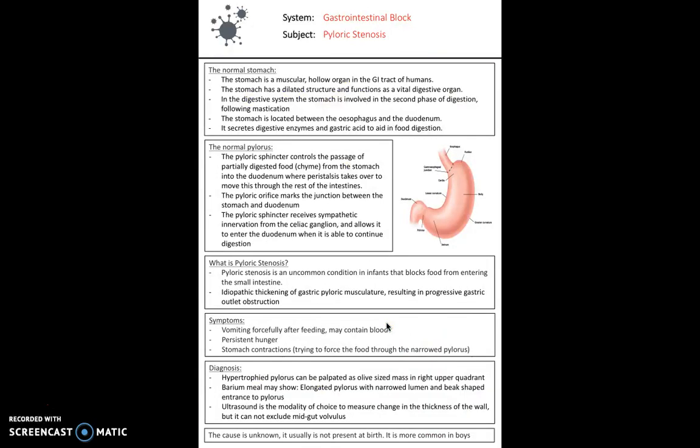Next, we've got pyloric stenosis. So we're thinking about the stomach. The pylorus is in the stomach, and it's that end part of the stomach connecting it to the duodenum. So pyloric stenosis is this condition in infants that blocks the food from entering the small intestine.